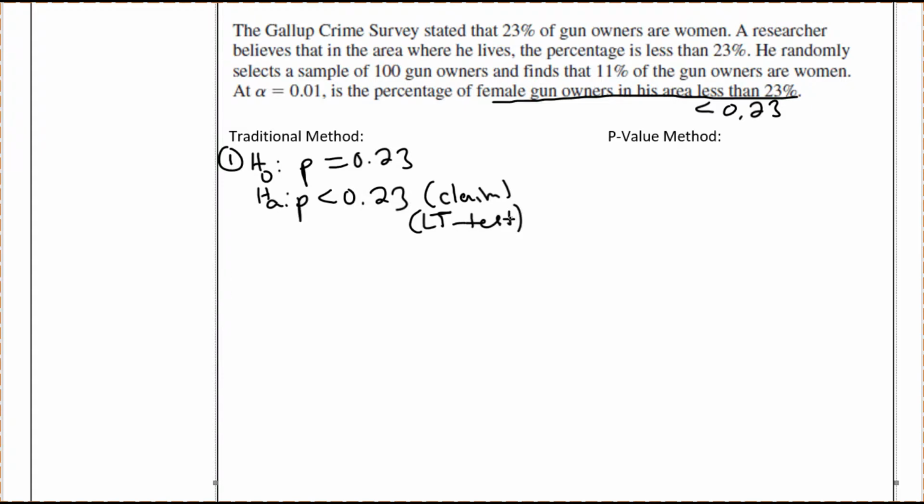It says that we select a sample of 100 gun owners, so our N is 100, and 11% of the gun owners are women. So here we don't have to calculate the p hat because they give it directly to us, 11%, which is 0.11. However, we still need to calculate the Q for the formula. The Q is 1 minus the P, and the P is 0.23, so this will give us 0.77 for Q.